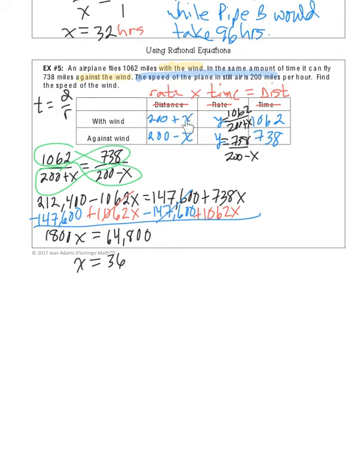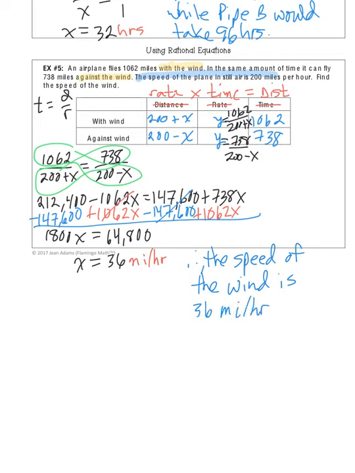So by this time I've forgotten what x is. So go back and look at your table. Oh yeah, x is our wind speed, and they are asking us to find the speed of the wind. So our wind speed is in miles per hour. Okay, so therefore the speed of the wind is 36 miles per hour.